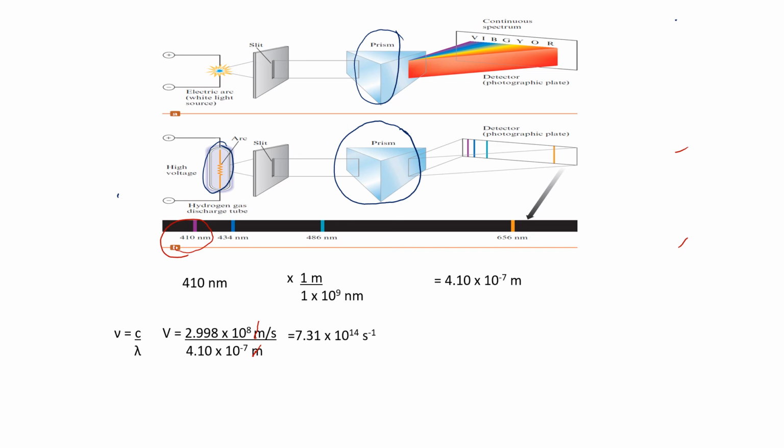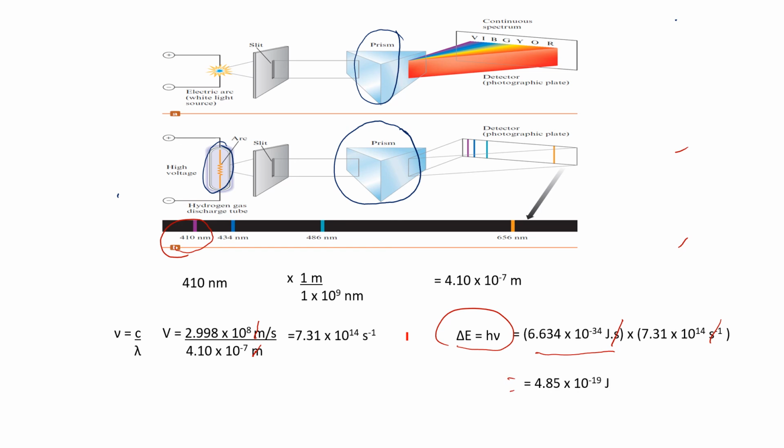To do this, we're going to use this energy equation. Trying to see if I can get this to pop up. Okay, there it is. The change in energy between energy levels is equal to h, Planck's constant, times the frequency. Planck's constant is in joules times seconds. We multiply by the frequency, which is inverse seconds, so the seconds cancel out and you're left with joules. This is how much energy this wavelength at 410 nanometers has.